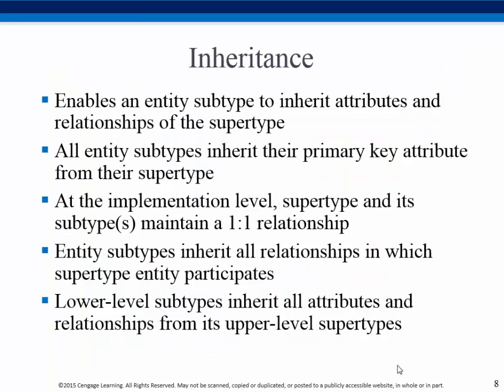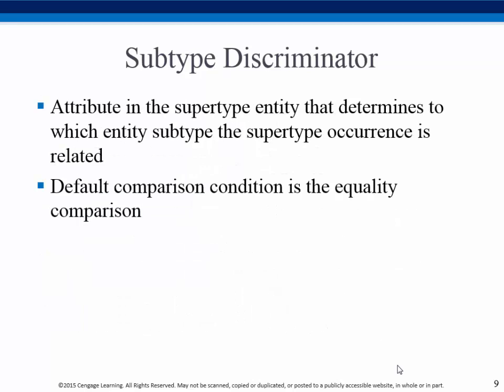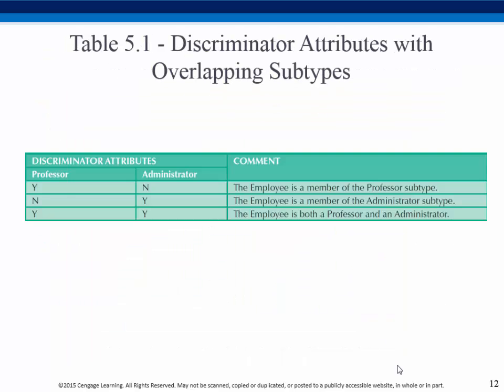Inheritance enables an entity subtype to inherit the attributes and relationships of the supertype. All entity subtypes inherit their primary key attribute from the supertype. At the implementation level, supertype and its subtypes maintain a one-to-one relationship. Entity subtypes inherit all relationships in which the supertype entity participates, and lower level subtypes inherit all attributes and relationships from their upper level supertype. We've talked about the discriminator and the disjoint and overlapping.